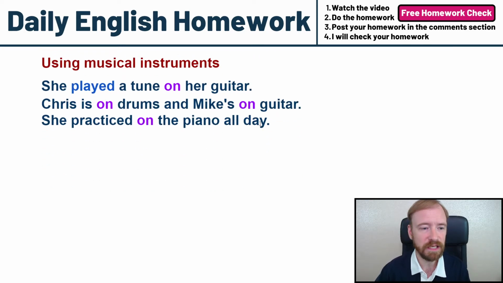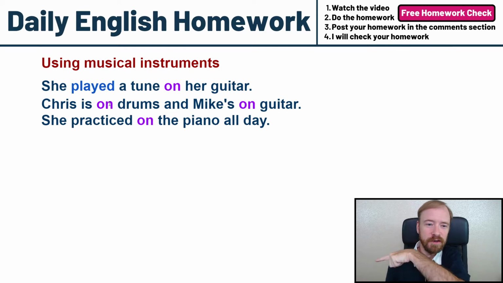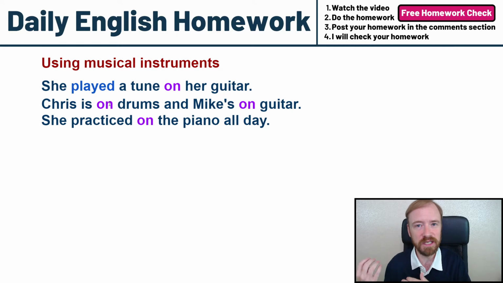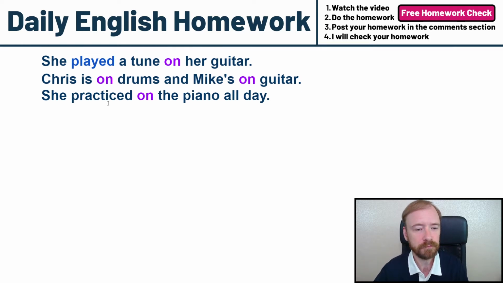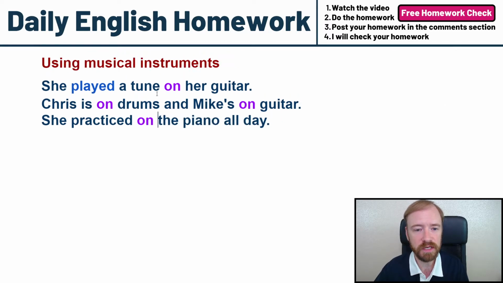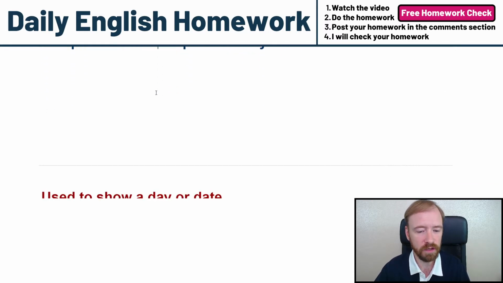Using musical instruments. She played a tune on her guitar. Chris is on drums and Mike's on guitar. So I'm talking about my new band. I'm the singer. Chris is on drums. Mike's on guitar. So that means they're using that instrument. She practiced on the piano all day. Okay, so using musical instruments, we're going to use on.